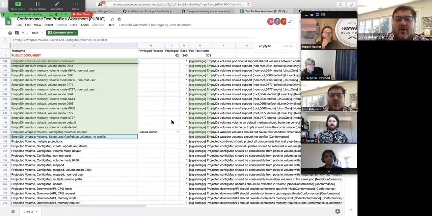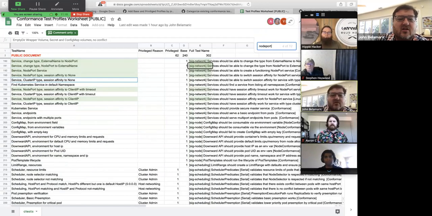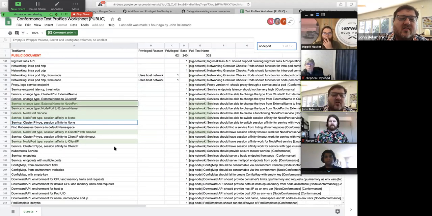NodePort, possibly, yeah. Which one specifically? We should check it out. NodePort in general, I wouldn't expect to require those privileges. There were things that required host networking because they were testing node to pod networking. Right.